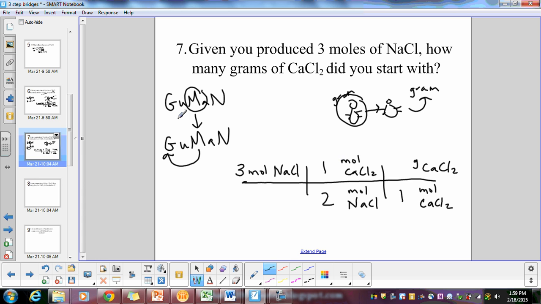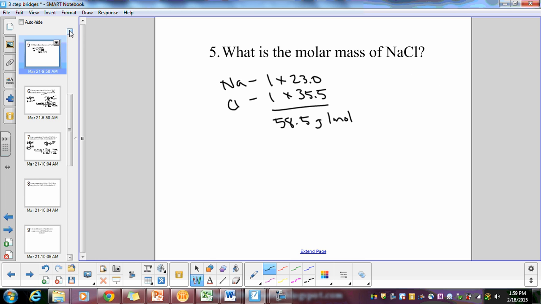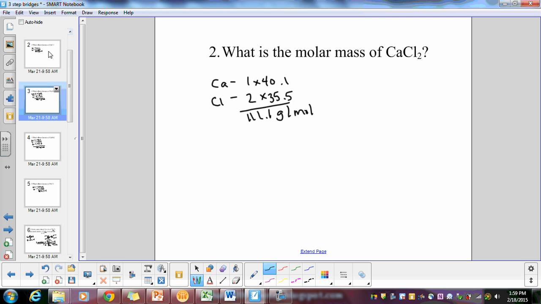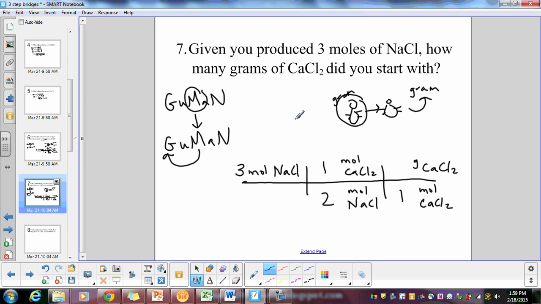And for 1 mole of CaCl2, we can go back and look at our molar mass. It tells us that 111.1 grams are in 1 mole. So when I go down here, I'm going to have 111.1 grams in 1 mole. So again, I'm going to multiply across the top, multiply across the bottom, and then divide. And I end up with 166.65.